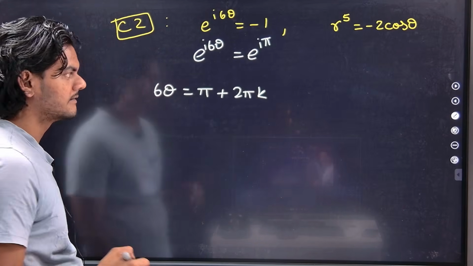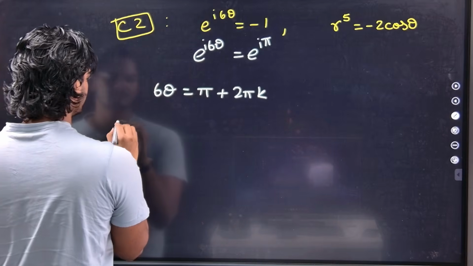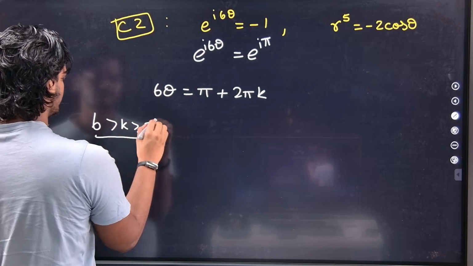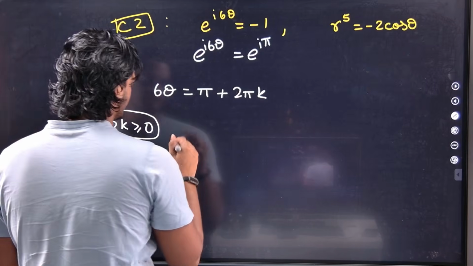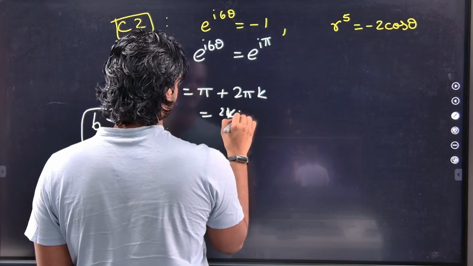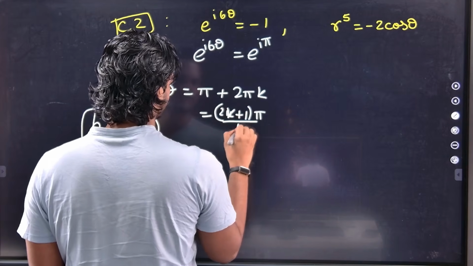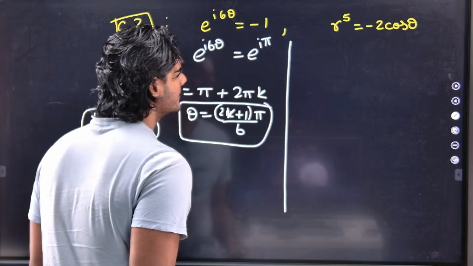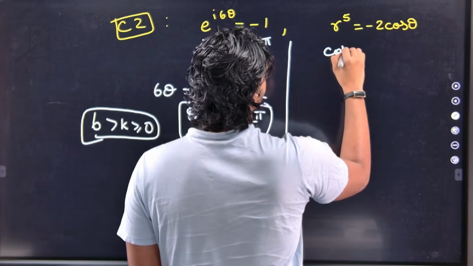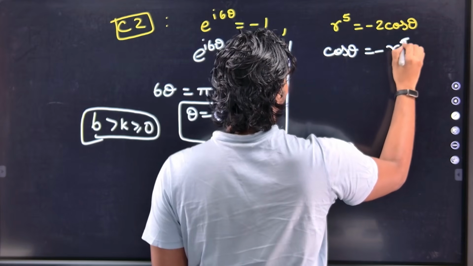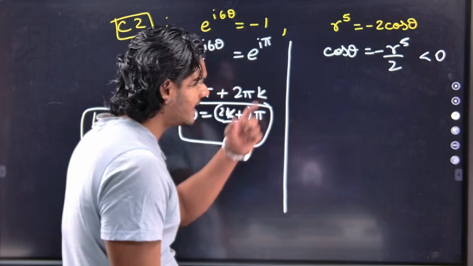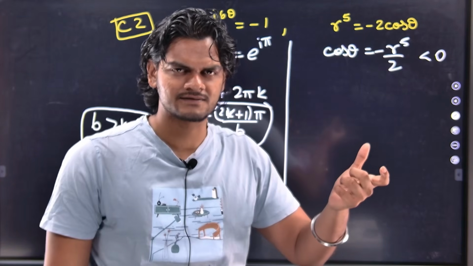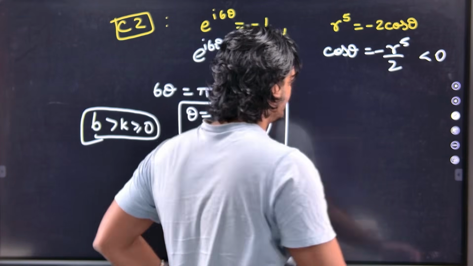Again, the k can be greater than or equal to 0, less than 6, something like this. And I'll write 2k plus 1 into pi by 6. So theta is this. And here we have that cos theta is equal to minus r power 5 by 2, which is less than 0, because r is always positive, remember. r is the absolute value of z. It is the distance. Distance is always positive. It cannot be negative.